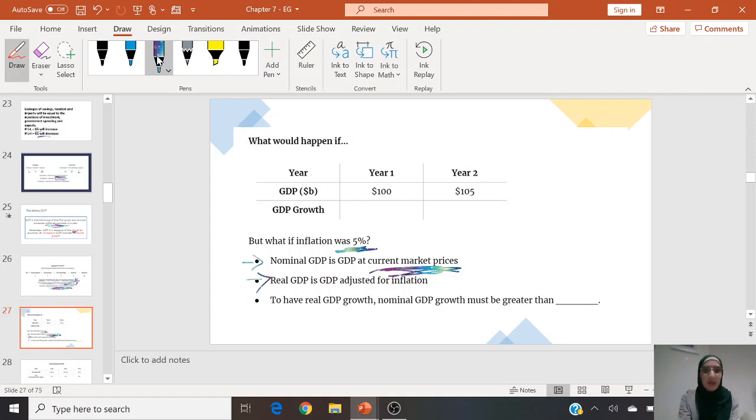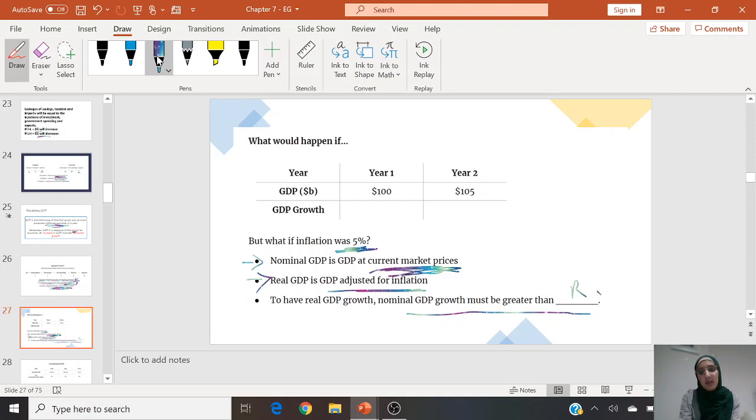The real GDP is adjusted for inflation. So they take out inflation from there, because inflation is the increase in price. They take out the increase in price and then tell you the real GDP, the real value of your product, without the price increase. To have real GDP, nominal GDP growth must be greater than real GDP.